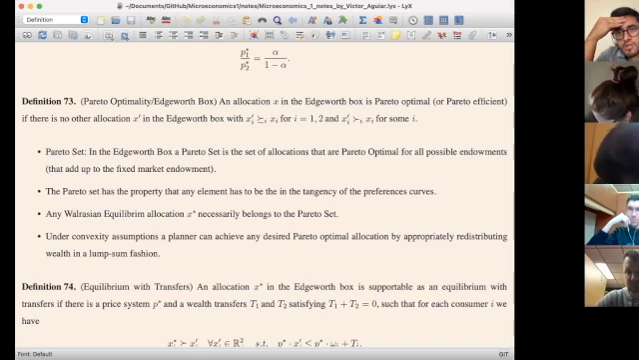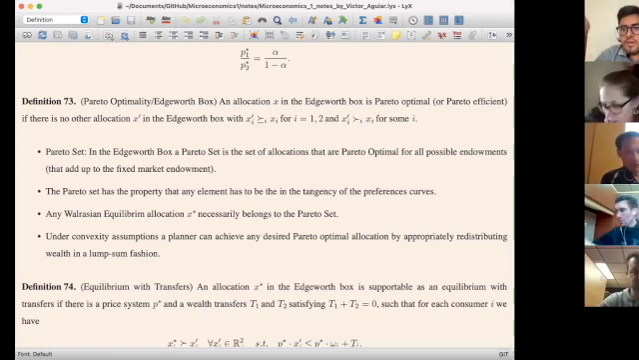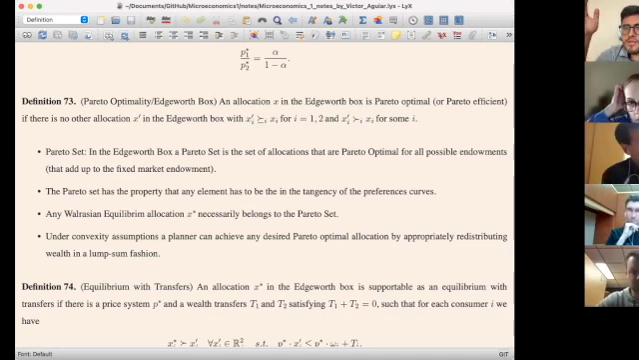Why is that? Because remember that this is the set of allocations under which nobody can improve without making the other individual worse off, right? So they have to be exactly at the tangency of the indifference curves. One thing that you have to remember is that the Pareto set doesn't take into account endowments. So for building the Pareto set, you can forget about the endowments. The Pareto set depends on feasibility and on preferences. It does not depend on endowments.